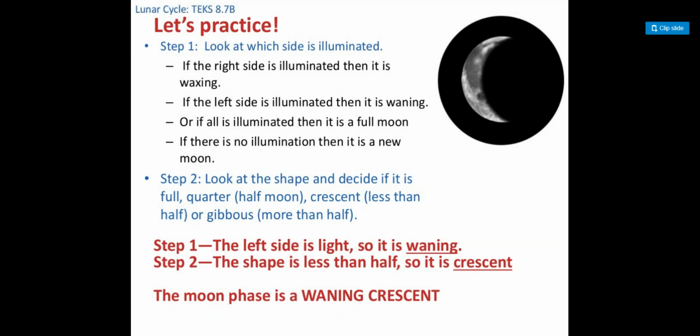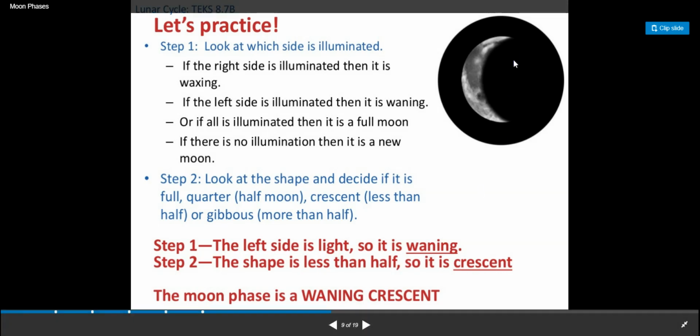So look at the shape and decide if it's a full, quarter, which is half, crescent, which is less than half, or gibbous, which is more than half. And it looks like to me, it looks like a crescent. So we would have a waning crescent. So that moon right there is a waning crescent moon.